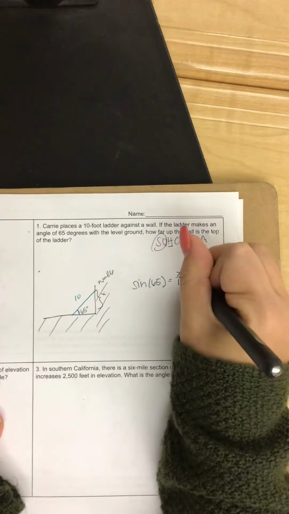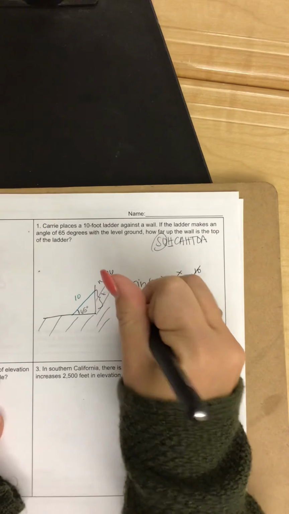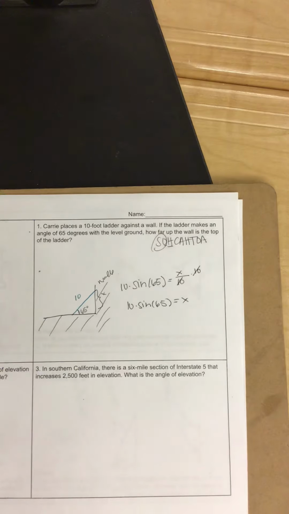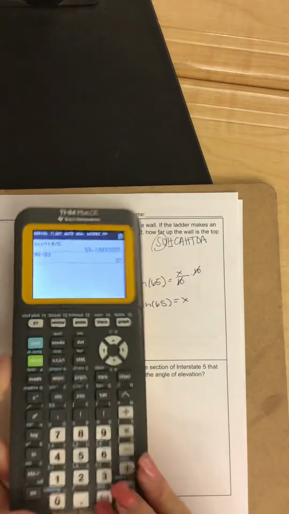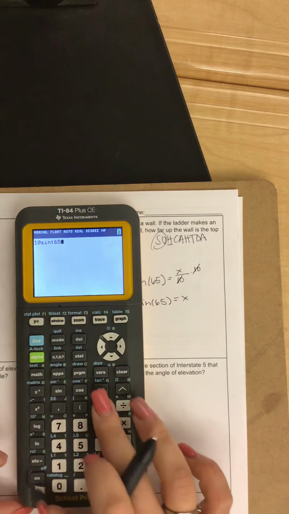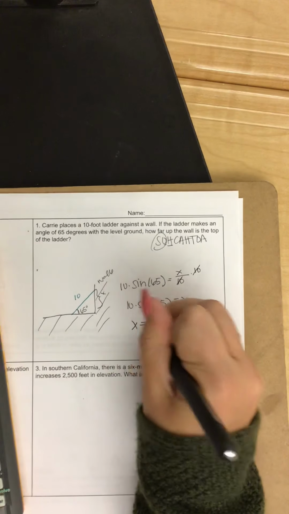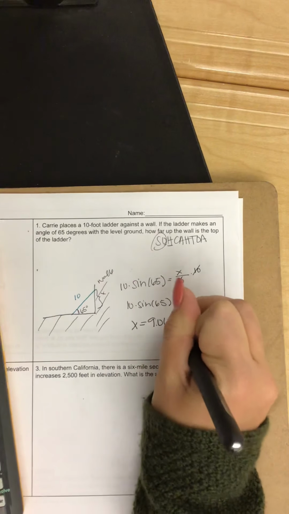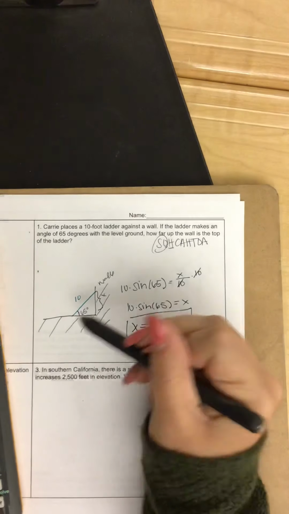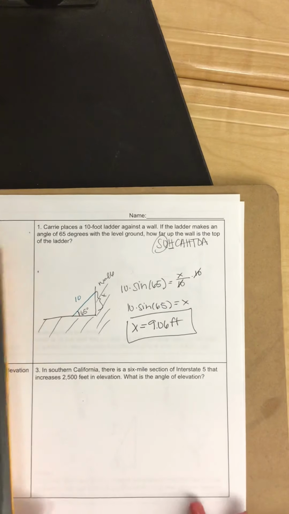Then from there, all you do is multiply by 10 to get x by itself. So 10 times the sine of 65 equals x. That just goes in your calculator. So 10 times the sine of 65 is 9.06. And we're talking about feet here. So that's how far up the wall it is. Okay? And remember, your hypotenuse should always be your longest. So if you got something longer than your hypotenuse, you did something wrong.